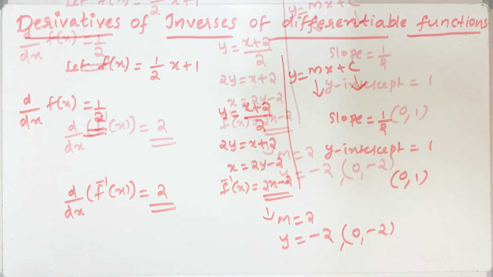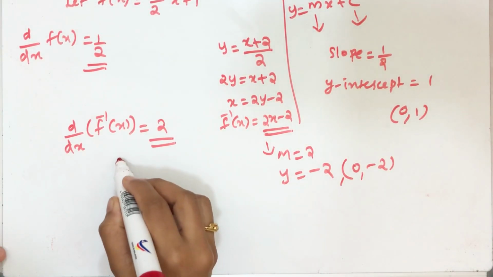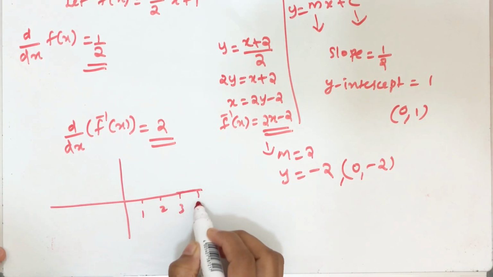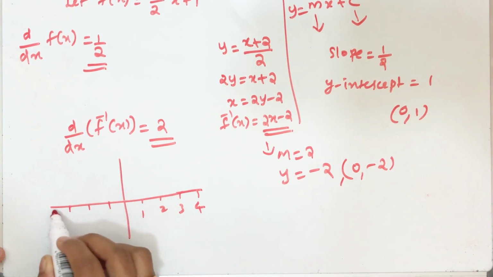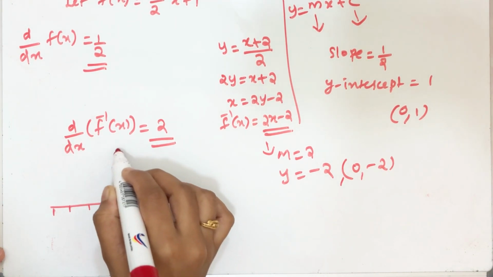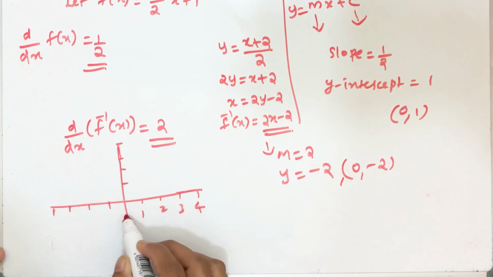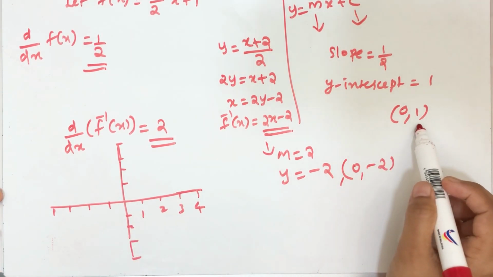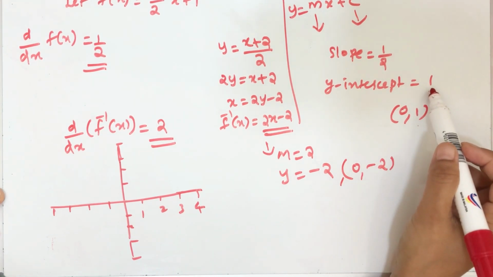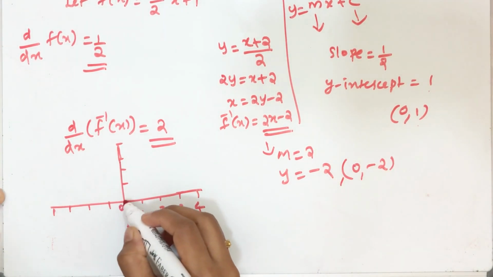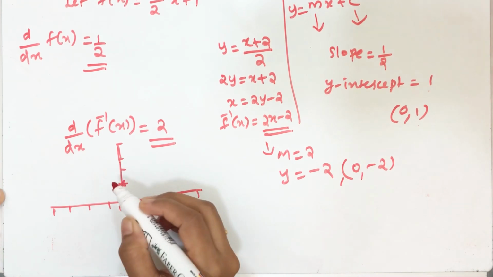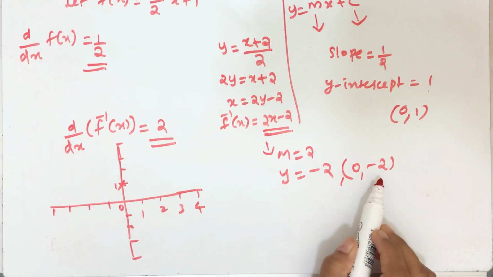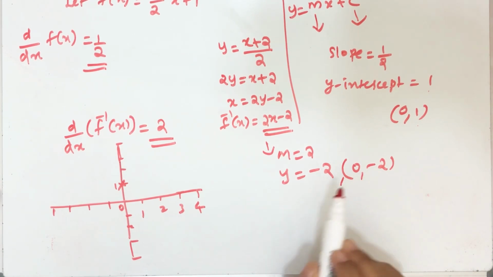Anything we can say. You can draw this graph simply. See, 1, 2, 3, 4, minus 1, minus 2, minus 3, minus 4. See here, (0, 1) is a point. Y-intercept is 1, so (0, 1) is a point. So we can mark (0, 1). Here in f inverse of x, (0, minus 2) is a point. So (minus 2, 0) will be a point in f of x.